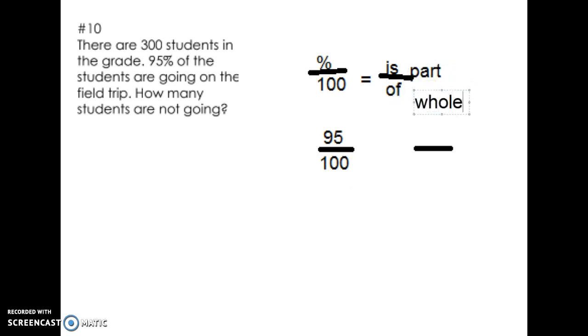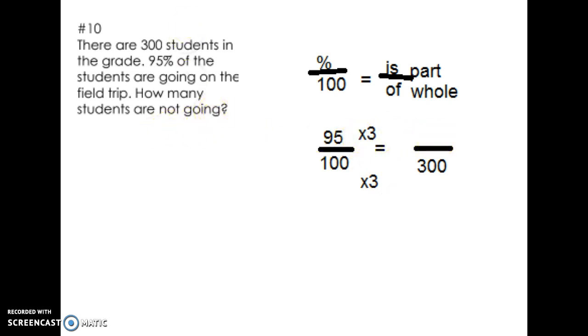So do we have the whole class? Is the whole grade 300 students, or is that just part of the grade? There are 300 students in the grade. That's the whole, right? So we know that this is 300 down here, and these are equal to each other. An easy way to do that is to figure out 100 times what equals 300. You know, that's times 3. So I'm going to multiply this by 3, and you're going to get a number here. That's going to be our 95%.